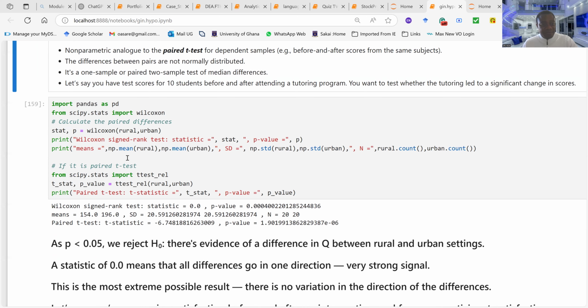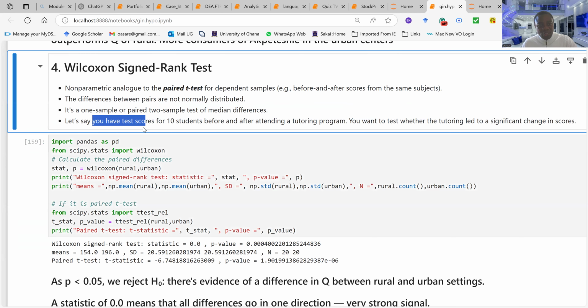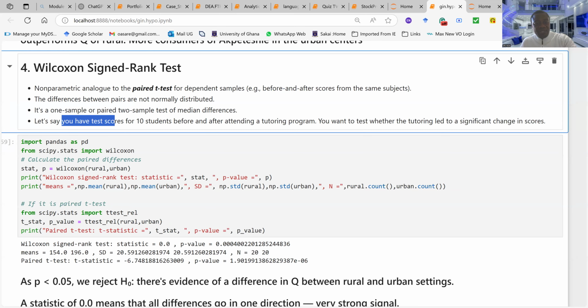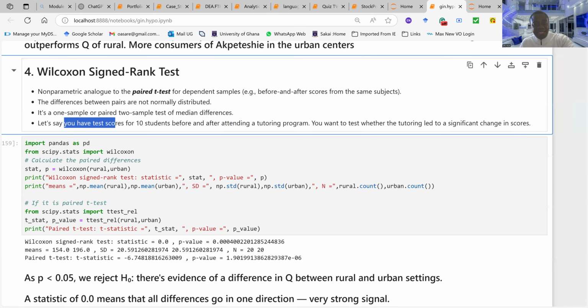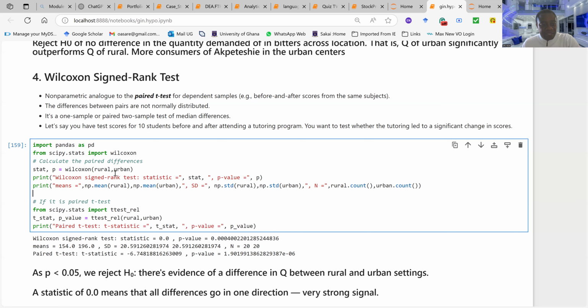All right, so let's move on. So that is it for paired data sets, and I've said it multiple times. Let's say that you have a test score of 10 students before and after attending a tutorial. You want to test whether the tutorial is significant in changing their scores. Like, does this tutorial help them in getting a better score? You can use Wilcoxon signed rank. I have to do the same thing for signed rank.